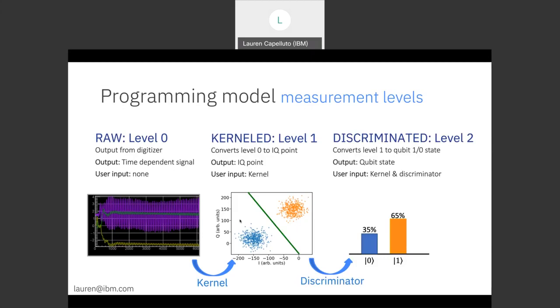So this is building a threshold in this data where any new point to the left of that green line is going to be classified as the ground state, and anything to the right or the top right of this scatter plot will be classified as the excited state.